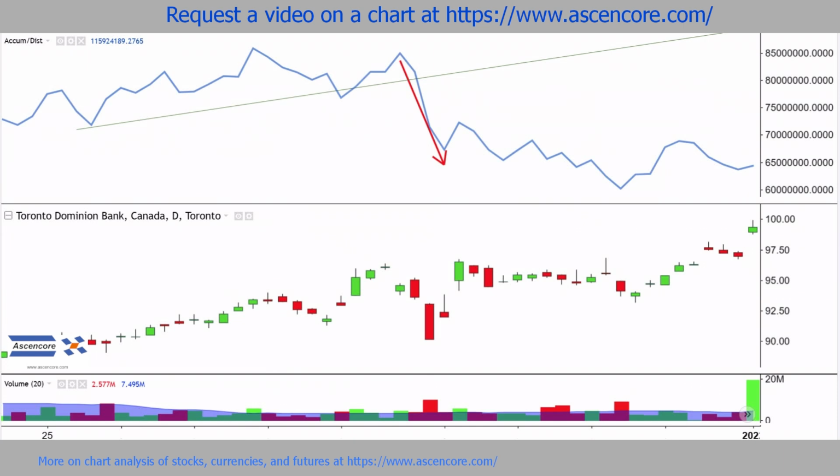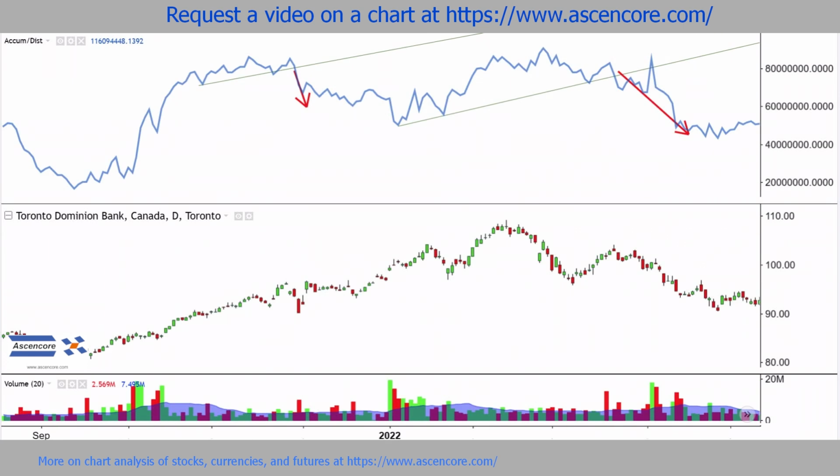Focusing on a shorter time frame tends to have the AD indicator better identify larger breaks, such as this one. And it's a similar situation here when the larger bearish reversal begins.